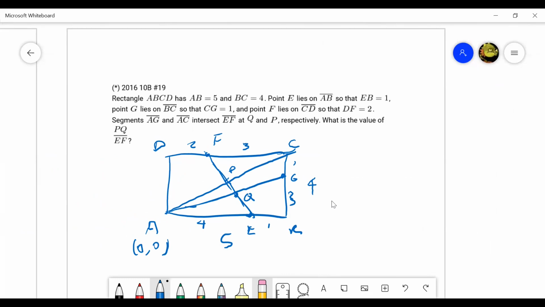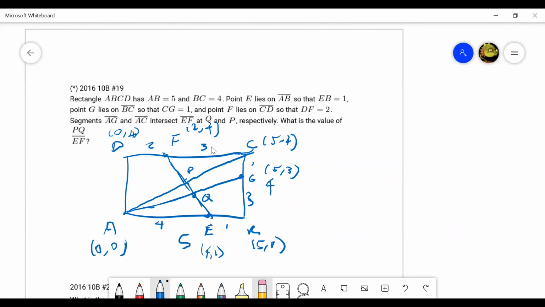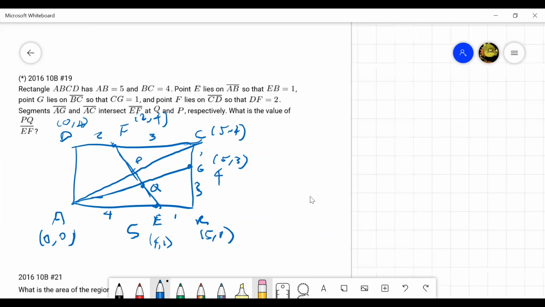So then, the next thing to do is identify the coordinates of all the other points. So for example, E would be 4, 0, B would be 5, 0, G would be 5, 3, C is 5, 4, F is 2, 4, and D is going to be 0, 4. Right? So now, using all the points you know, you can write the equations of the lines AC, AG, and EF. And once you know those lines, you can find the intersection points. So P and Q can be found by solving a system of equations using the line EF and the two lines AC and AG. Then once you have the coordinates, you can go and solve the problem.